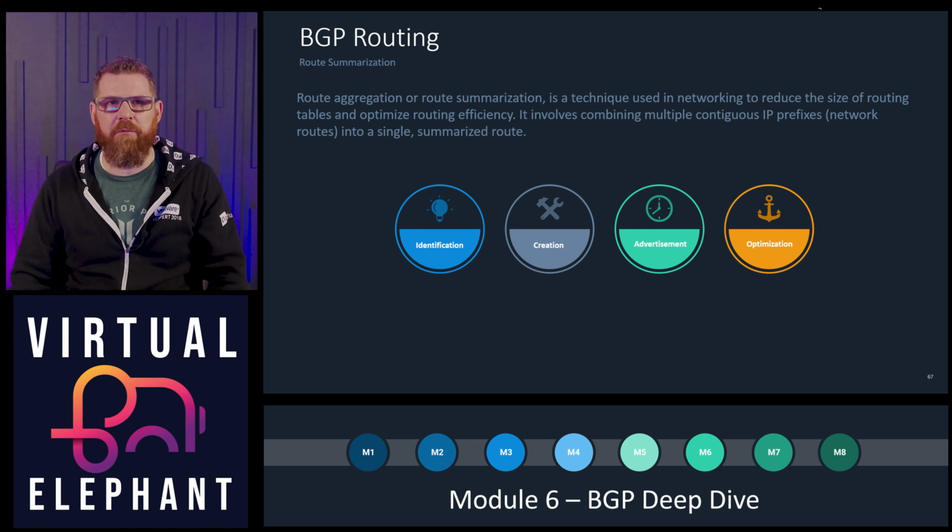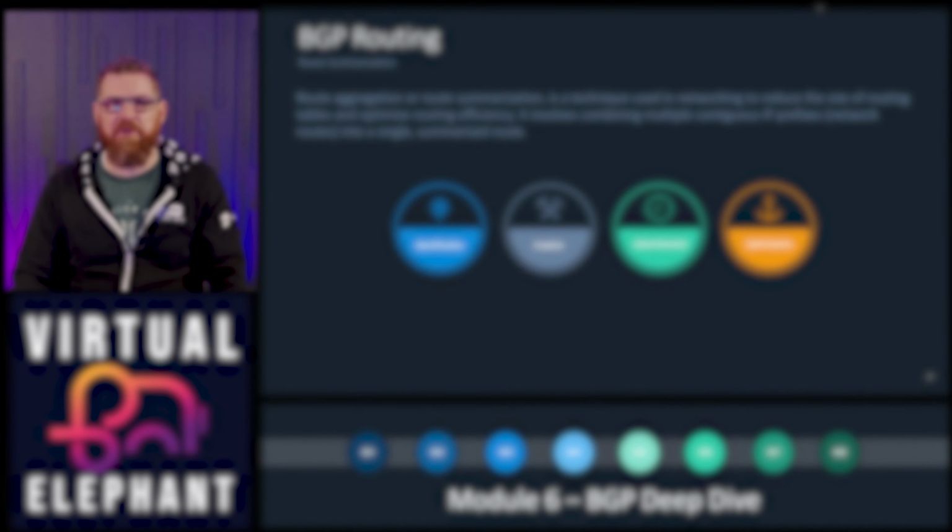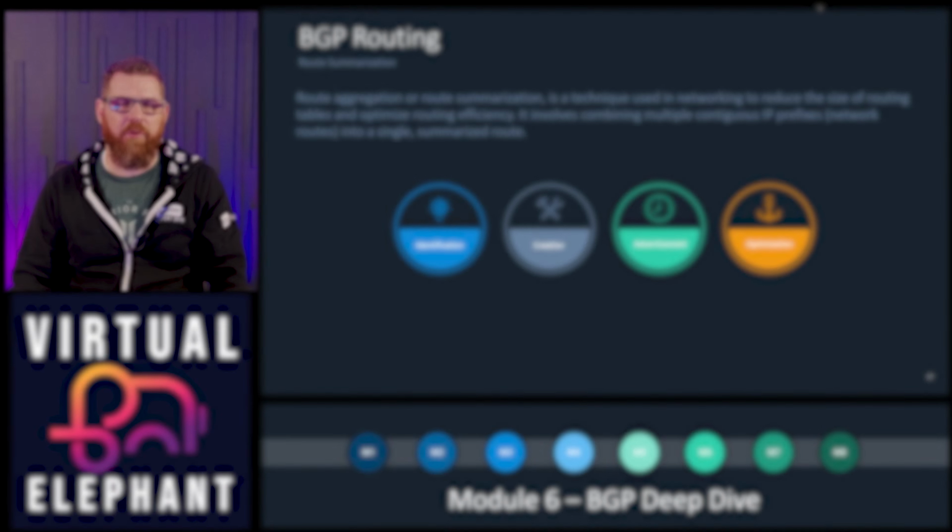So routers that receive a summary route can use it to make routing decisions. And then they store that summary route in their routing tables, which reduces the number of entries required to represent the same set of destinations. And this optimization is going to significantly reduce the size of the routing tables themselves, and it's also going to conserve memory and CPU resources on those physical routers.